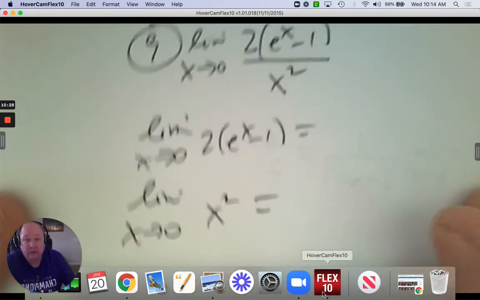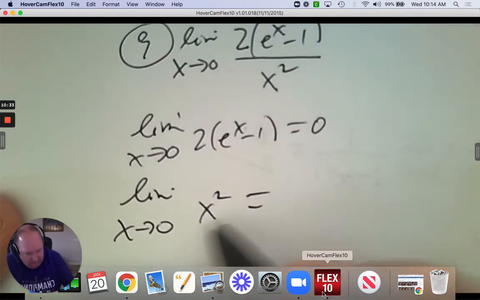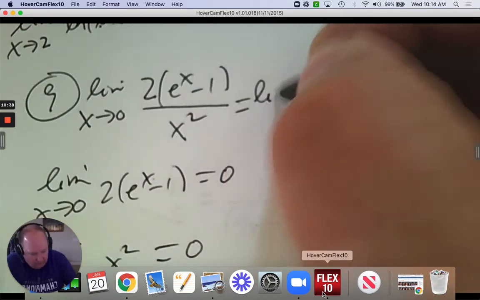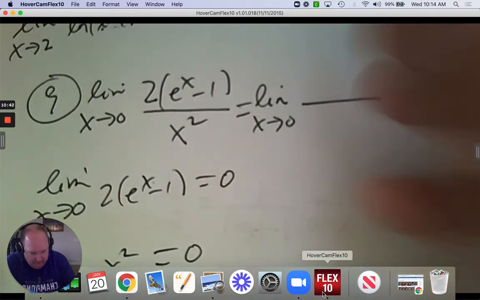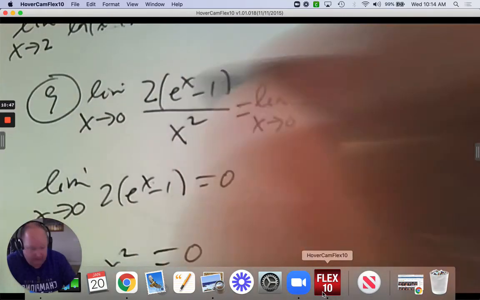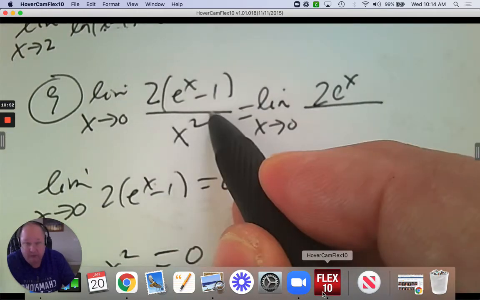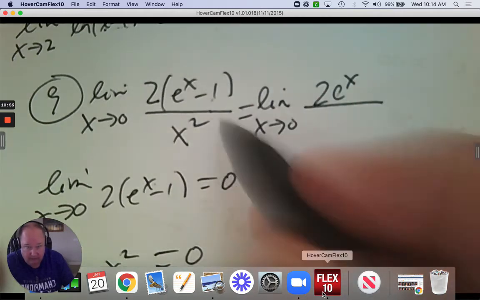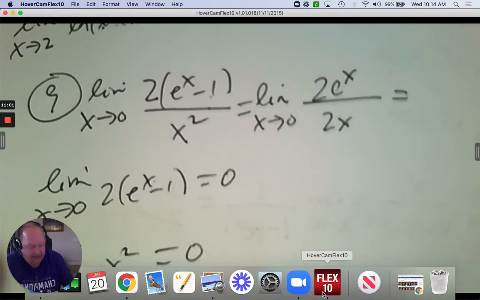And then solve each one separately. So if I plug in 0 for x, I get the answer 0, and then 0 in the denominator. So this is indeterminate, which means L'Hopital's rule lets me take the derivative of the numerator and denominator. The derivative here, think of this as 2e to the x, would be 2e to the x. 2 times negative 1 is negative 2, and the derivative of negative 2 is 0, so I don't need it. The derivative of x squared is 2x, and now again I'm going to substitute 0 in.